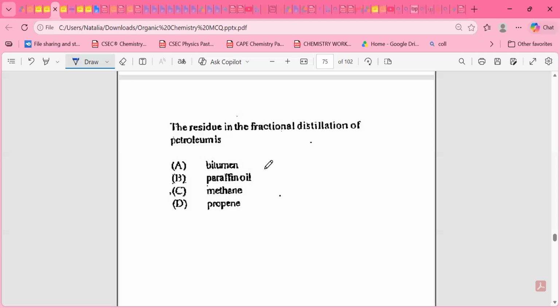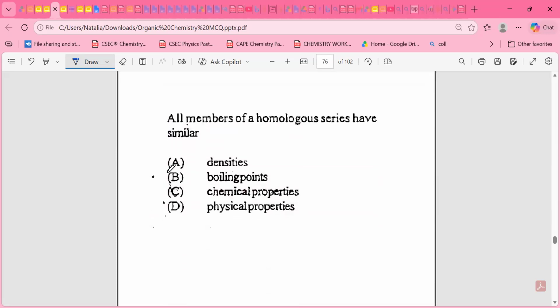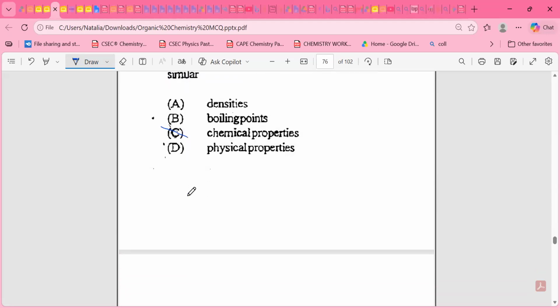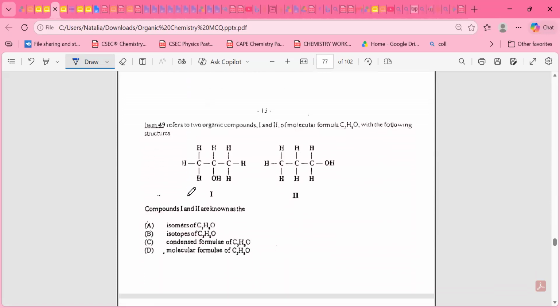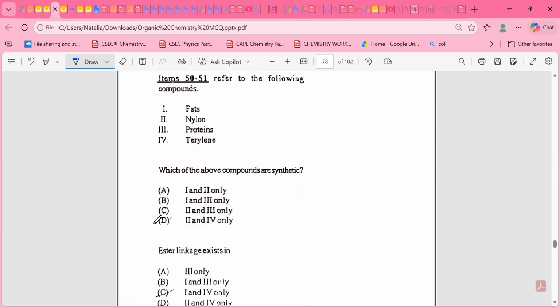The residue of fractional distillation in petroleum is called bitumen. All members of a homologous series have similar chemical properties. Compounds 1 and 2 are known as isomers: same molecular formula, different structural formula.